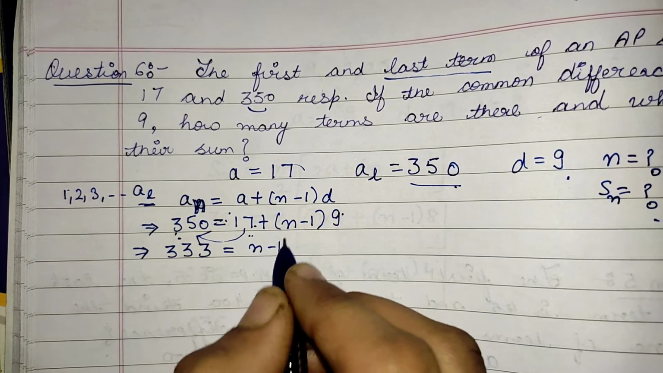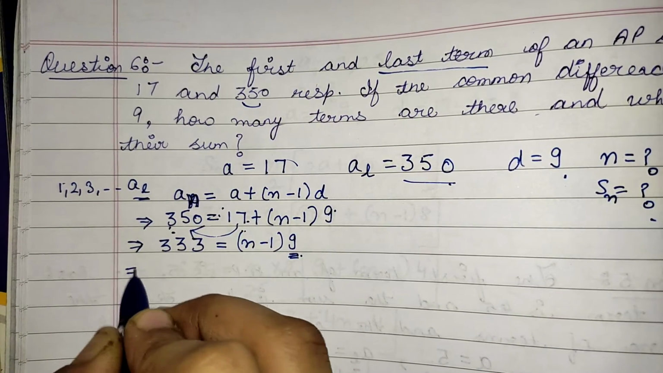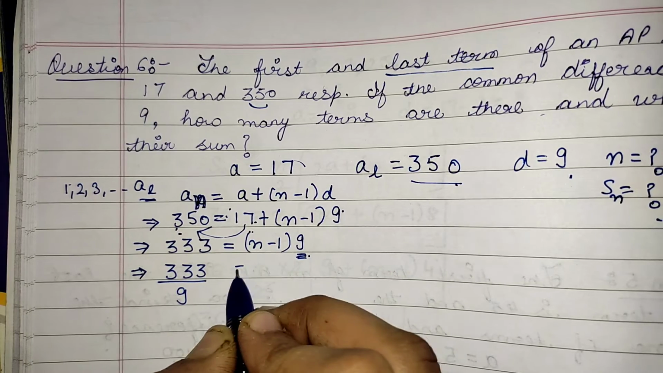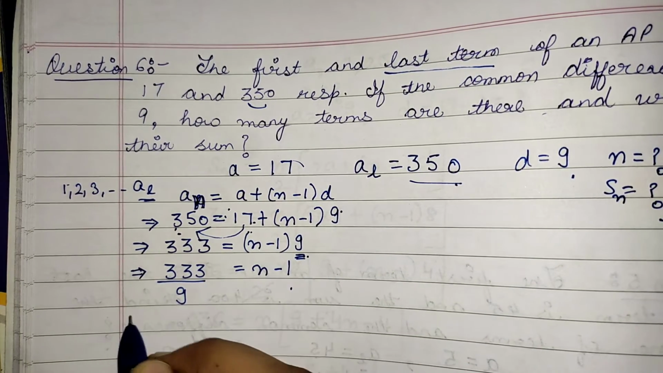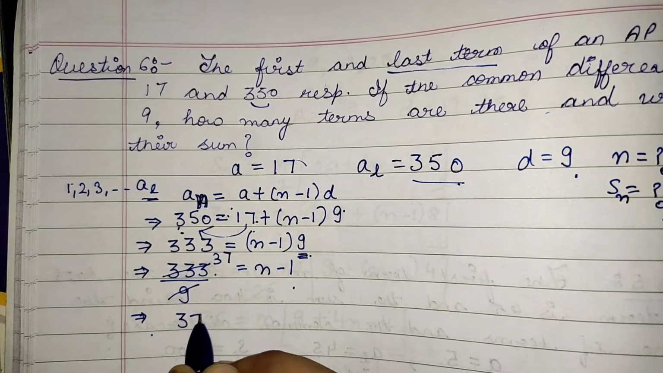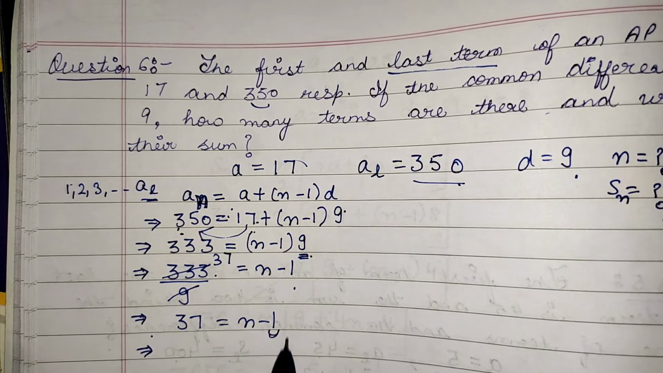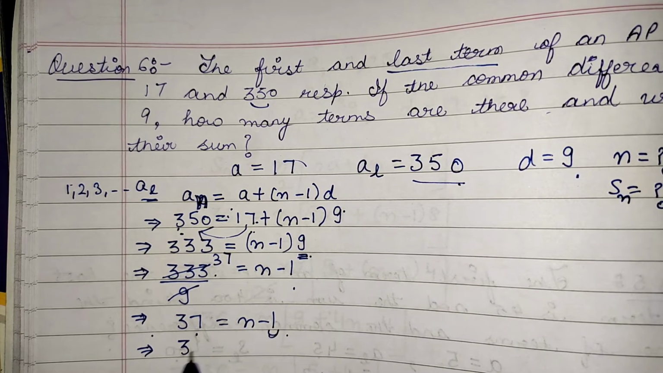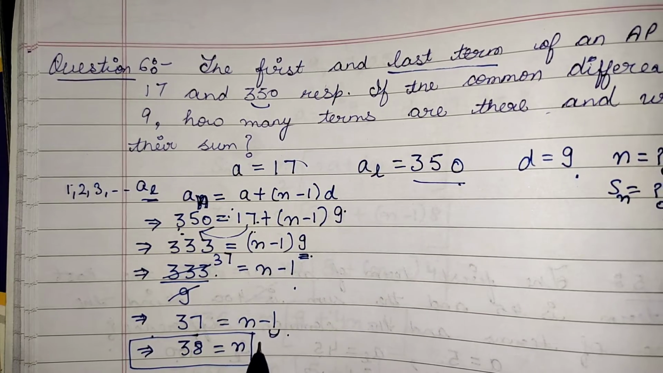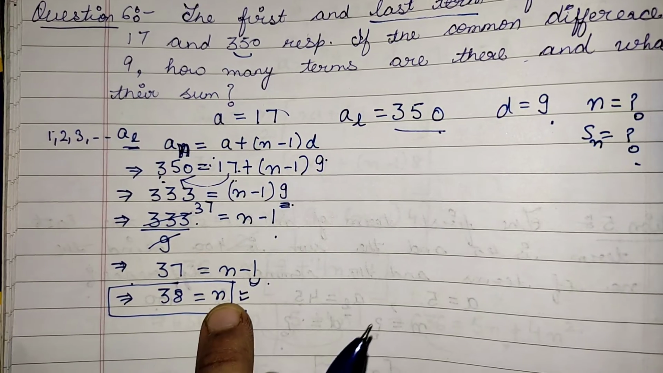3 is equal to n minus 1 into 9. This 9 is being multiplied here, so it will go to the left hand side and it will be divided, which is equal to n minus 1. So my answer will be 37 is equal to n minus 1. This one is being subtracted here, so when it goes to the left hand side it will become 38 is equal to n. So n is 38.